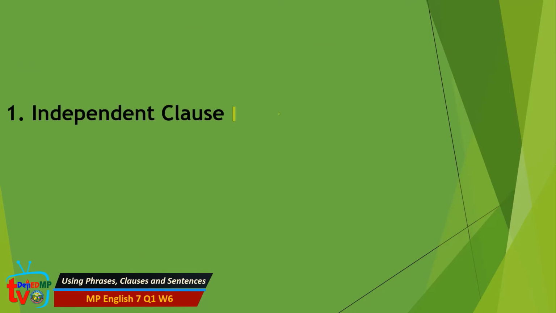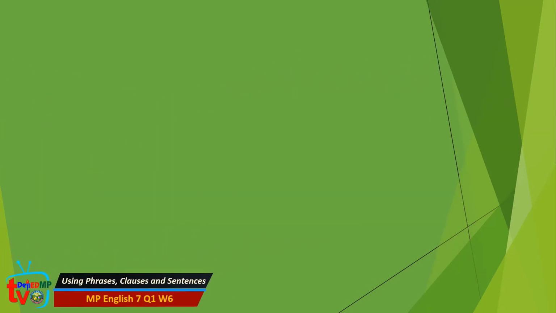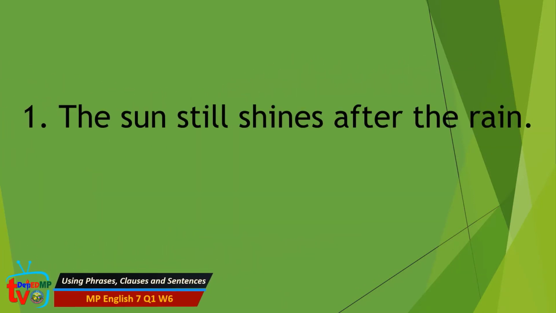Number 1. Independent clause. It has a subject and a verb and can stand by itself as a complete sentence. For example, the sun still shines after the rain. We mentioned that an independent clause has a subject and a verb. The subject of the sentence is sun, while the verb in the sentence is shines.